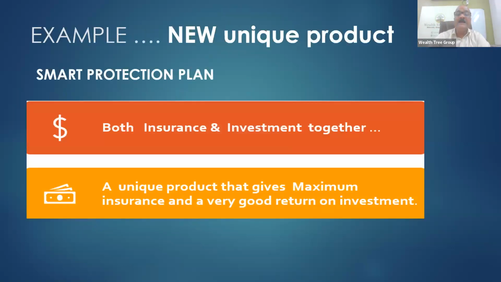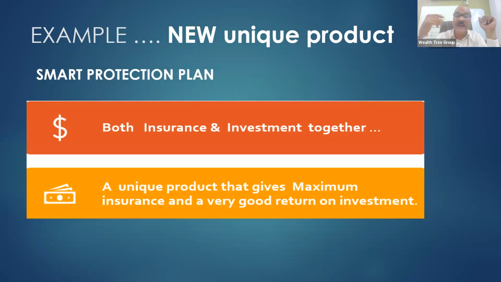Now there are some products which were launched very recently, a few months back in fact, where previously in the insurance section we thought that if we take a term plan, we will not get any return of money, isn't it? And if you take an endowment plan or ULIP plan, you are not getting insurance properly. Both things are now available in a few products launched very recently. One of them is launched by HDFC Life, that is Smart Protect Plan.